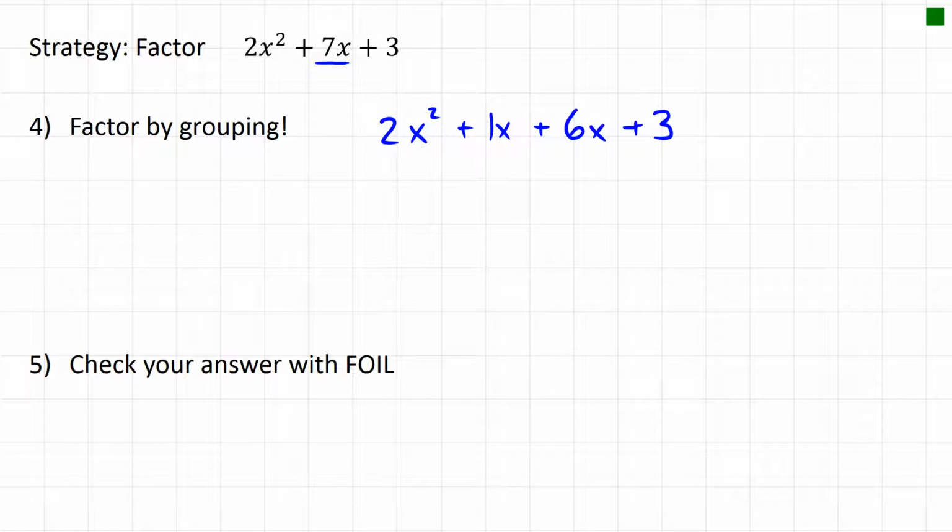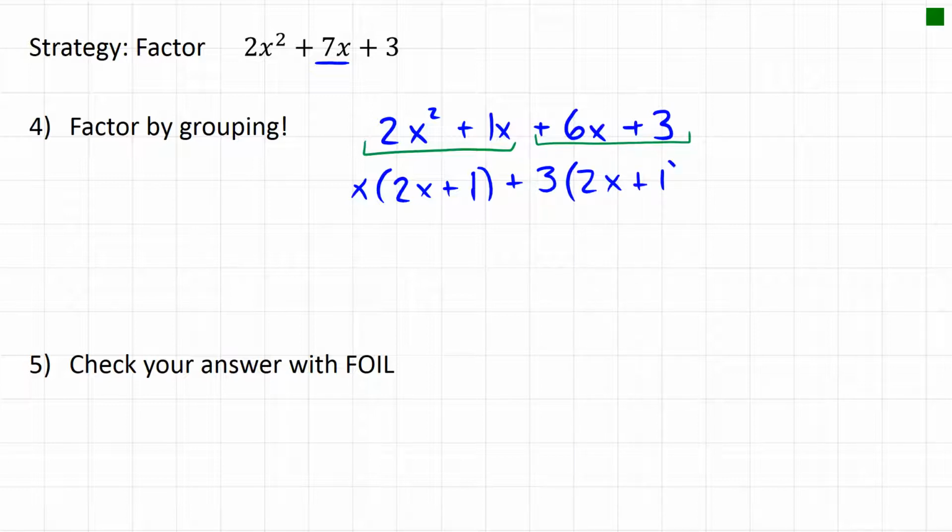And now we use factor by grouping. Here's our first group, and here's our second group. In this first group, what do they have in common? Only an x, so it's x times 2x plus 1. And in the second group, what do we have? Well, there's a 3 in common, and that's all. So 3 times, leaving behind 2x plus 1. And now you can see that, just like we expect when we factor by grouping, we have two binomials that are shared in each of those terms.